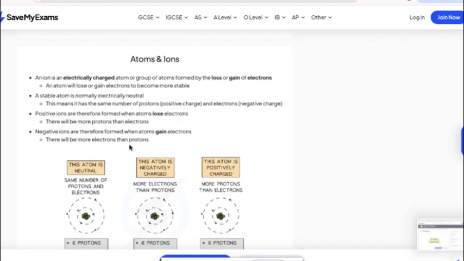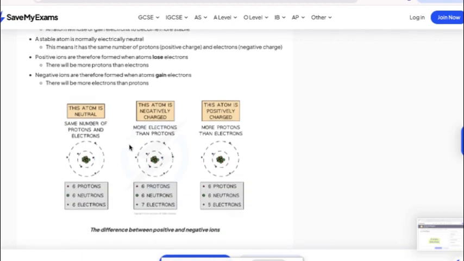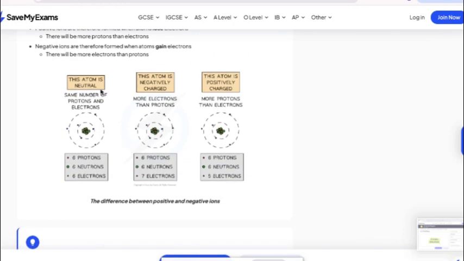When sodium loses 1 electron, it becomes positive, Na plus. When chlorine gains an electron, it becomes negative. So negative ions are formed when atoms gain electrons. We've already established this. You know how to draw the atomic structure. An atom is neutral when the number of protons is the same as the number of electrons.